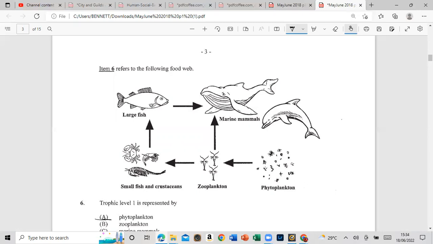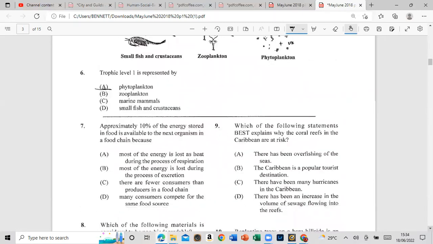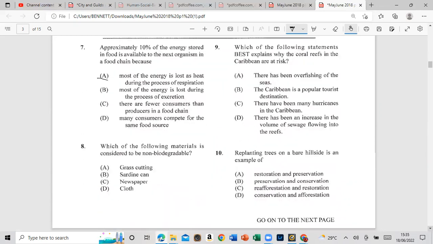Write it down. Number 6, approximately 10% of the energy stored in food is available to the next organism in a food chain because A, most of the energy is lost as heat during the process of respiration; B, most of the energy is lost during the process of excretion; C, there are fewer consumers than producers in the chain; or D, many consumers compete for the same food source. That would be A, most of the energy is lost as heat during respiration. Let's move on to 8.